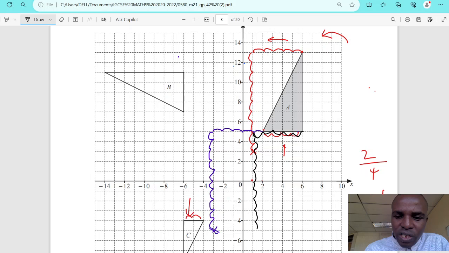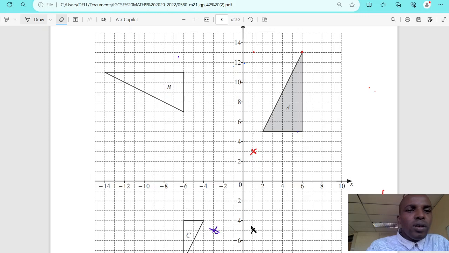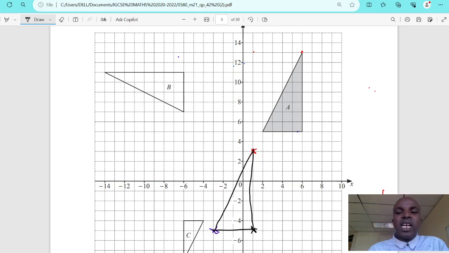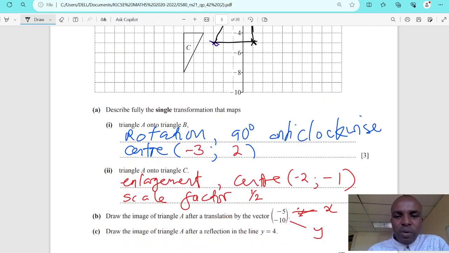So let me rub off all these funny items. Okay, so to join now, you join this and this. That's the translation. And so that's the image done. Just like that. If you have a ruler, then you actually have to draw a better one.